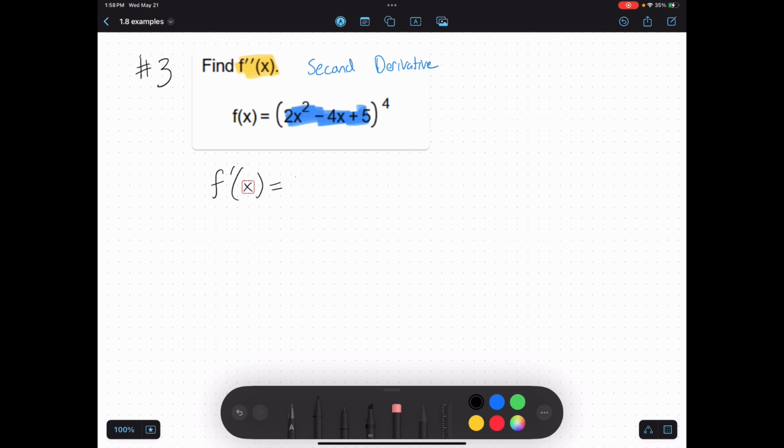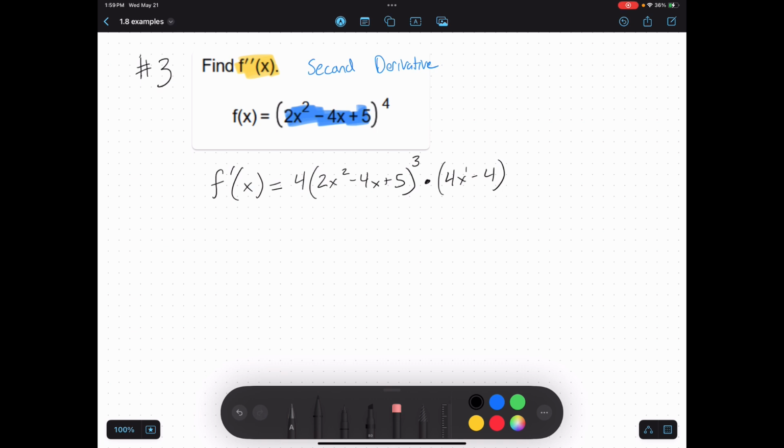Right? I'm going to take the derivative of the outside function, bring that 4 down, keep the inside function the same, and then subtract 1 from the exponent. So that's the derivative of the outside function, and then I need to multiply it by the derivative of the inside function, which gives me 4x minus 4. Right? Derivative of 2x squared is 4x to the first, which of course is just 4x, and then minus 4. Okay, so there's my first derivative.